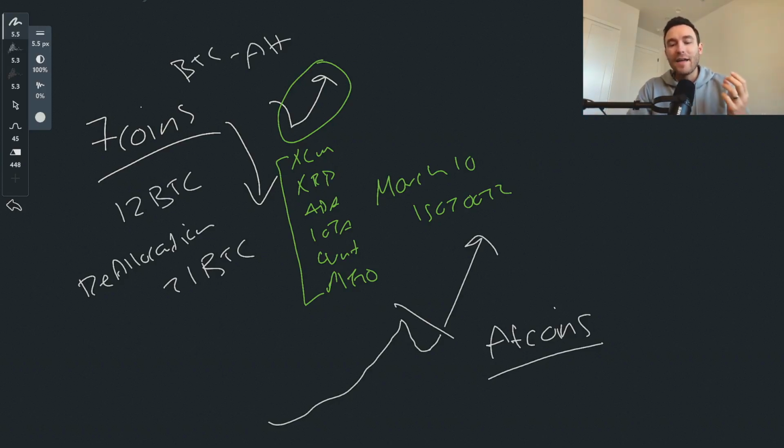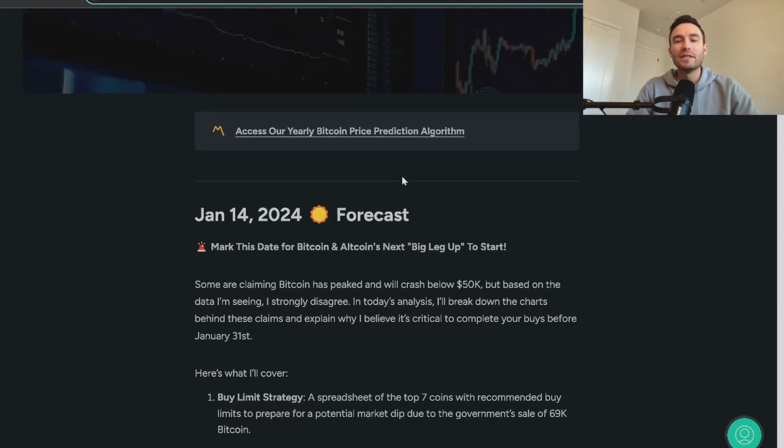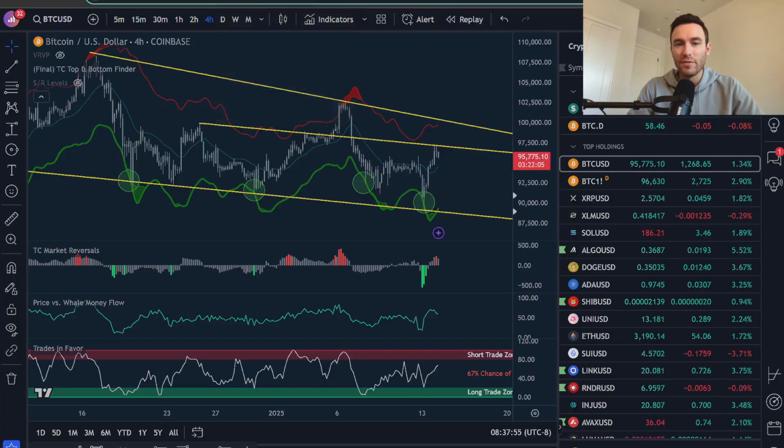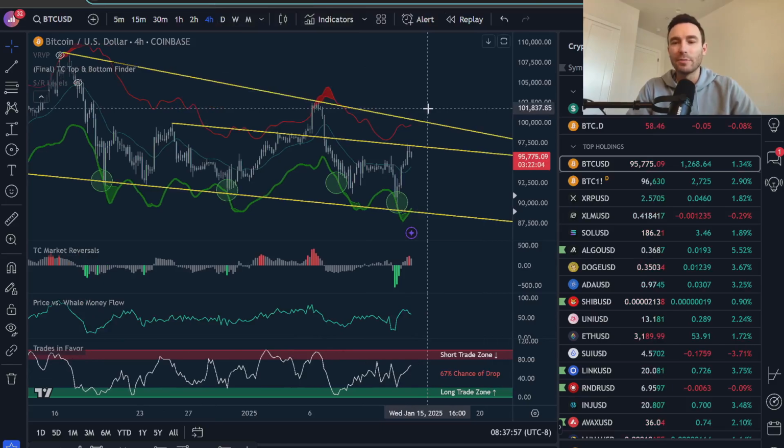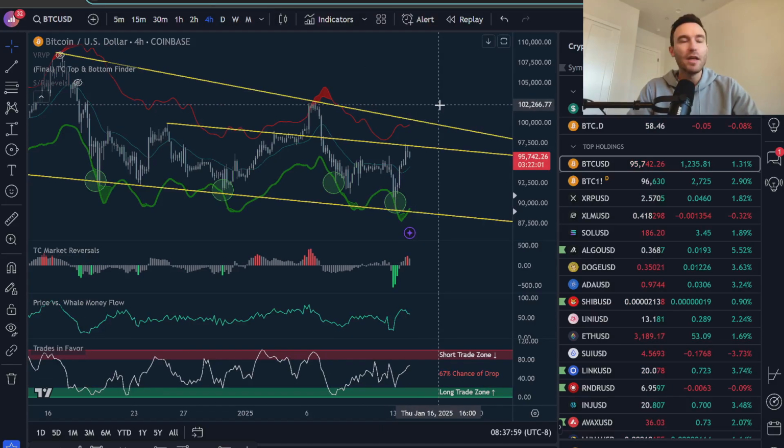Guys, I am fully confident that this market is not ready to crash unless we have a black swan event. Everyone calling for Bitcoin's going to drop to $10,000, the top is in. No, I do not believe that whatsoever.